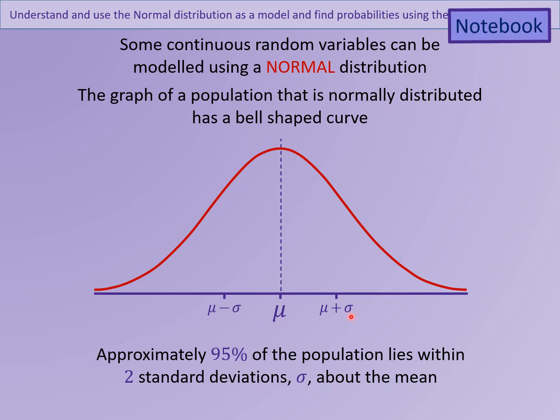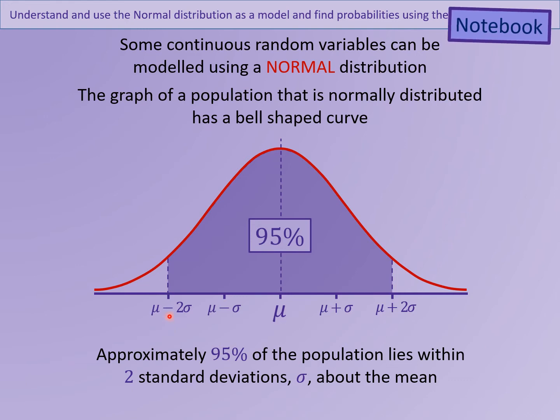So let's say the standard deviation is just 2, just the number 2. Then you've got mu plus 2 there, mu plus 4 is there. The opposite side will be take away 2, take away 4, and about 95% of the population will lie within that region.